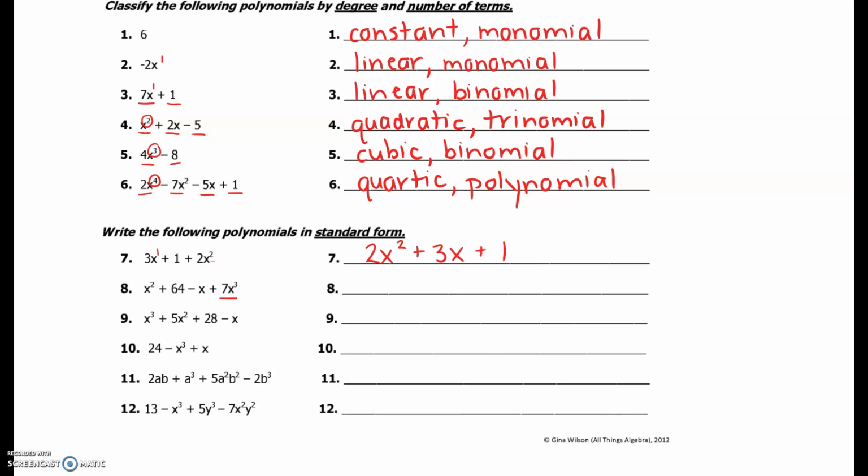So in number 8, we have 7x to the third. That will come first, plus x squared, minus x plus 64.